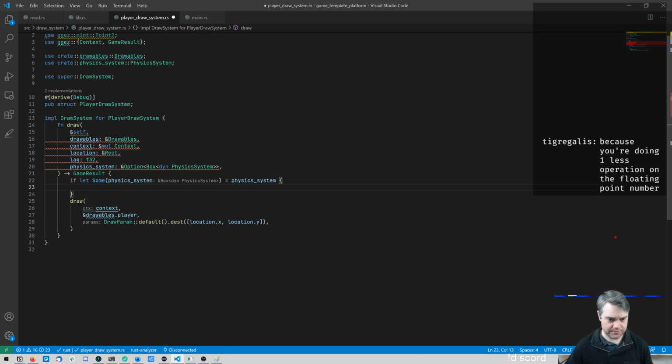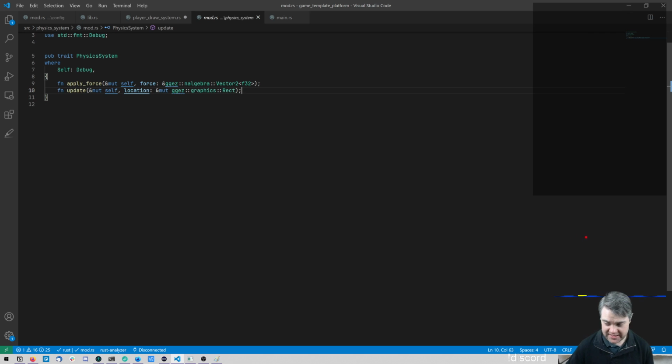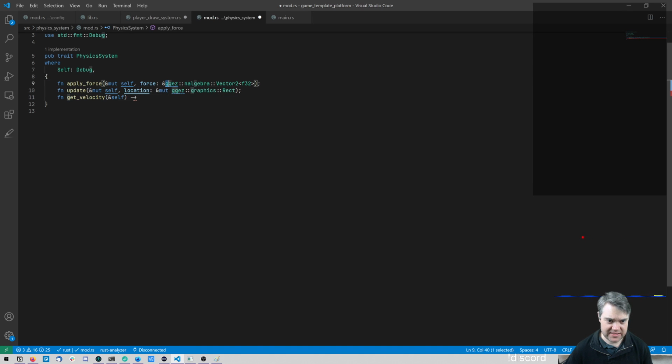Well, here's a problem. If I go into physics system, these are the only few things that I'm allowed to call off of a physics system because all it knows about is the trait. It doesn't know about anything like the object that the traits are applied to. So that means we need to do a function get velocity. So self, and we're going to return exactly this thing.